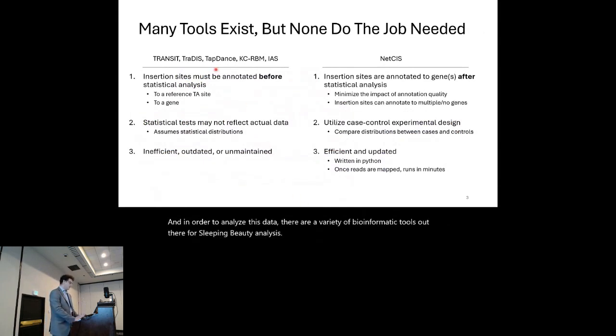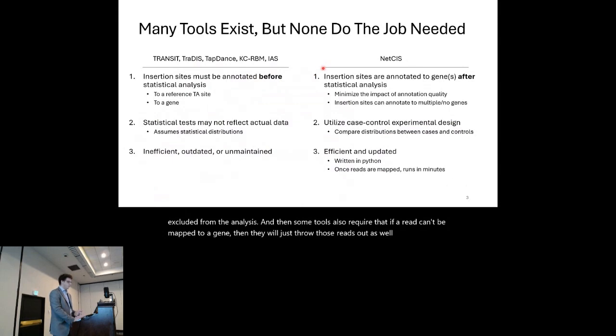such as Transit, Tratis, Tapdance, KCRBM, and IAS. However, each one of these comes with specific problems, and none of these tools on the left is without one of these following problems. The first is that insertion sites must be annotated before any statistical analysis, and that also requires that reads have to map to a reference TA site, or they are excluded from the analysis. And then some tools also require that if a read can't be mapped to a gene, then they will just throw those reads out as well.